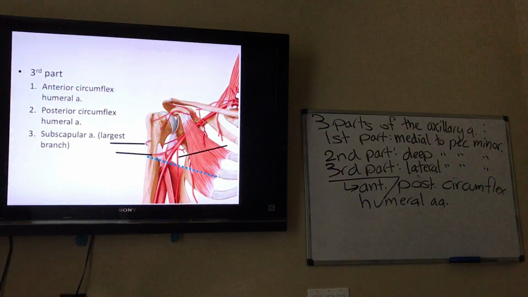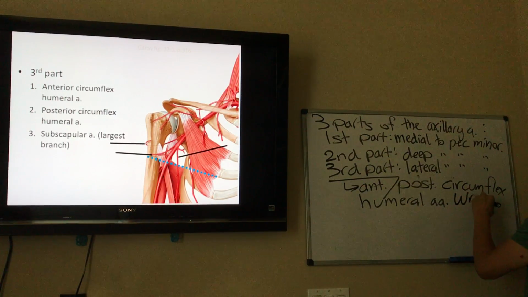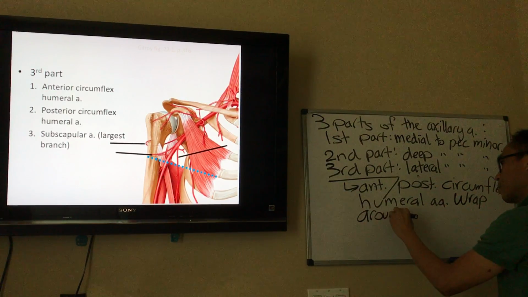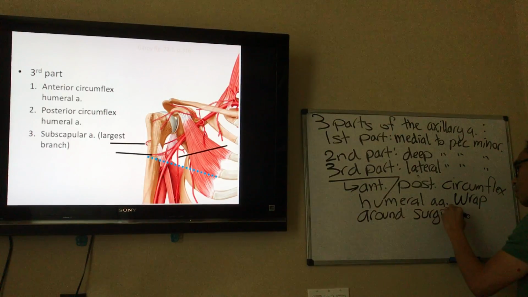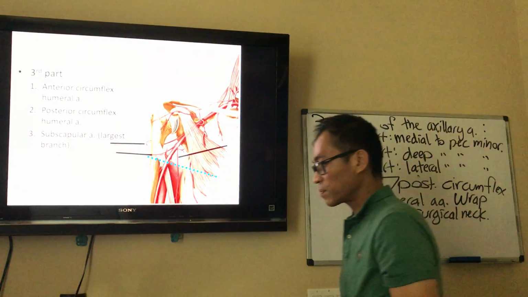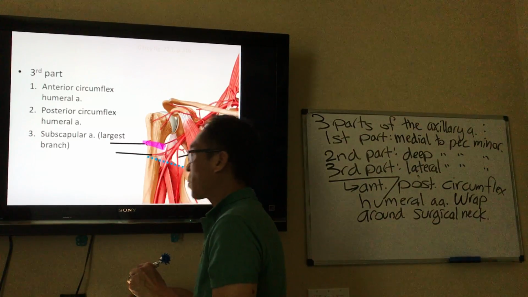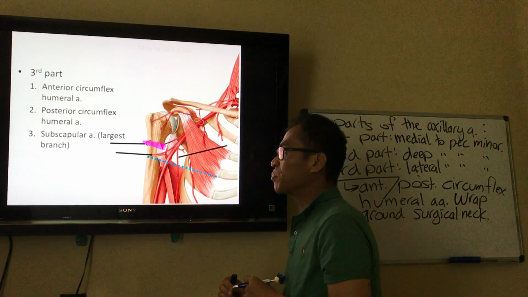And again, they form an anastomosis too. They're very homologous to the lateral and medial circumflex femoral arteries that branch off the deep femoral. Those wrapped around the femoral neck. These wrap around surgical neck. If you recall, this area here, I put a purple line across it, it's called the surgical neck because it's prone to fracture.